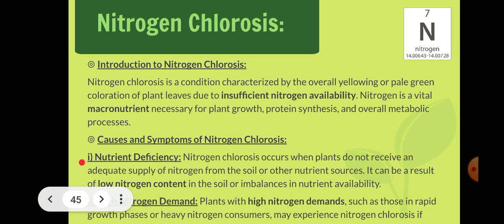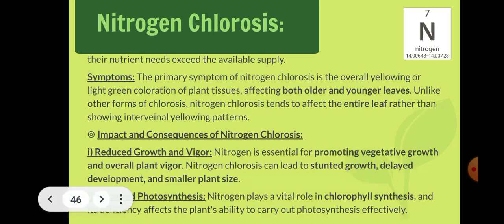The first one being nitrogen deficiency. Nitrogen chlorosis occurs if plants do not receive an adequate supply of nitrogen from the soil or other nutrient sources. It can be a result of low nitrogen content in the soil or imbalances in nutrient availability. The second one is high nitrogen demand. Plants which have high nitrogen demands, for example, those which are in fast or rapid growth phases or which are heavy nitrogen consumers, can experience nitrogen chlorosis if their nutrient needs exceed the available supply.